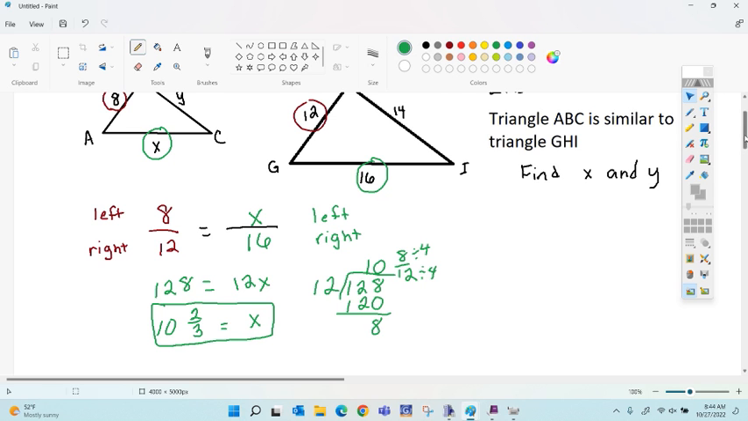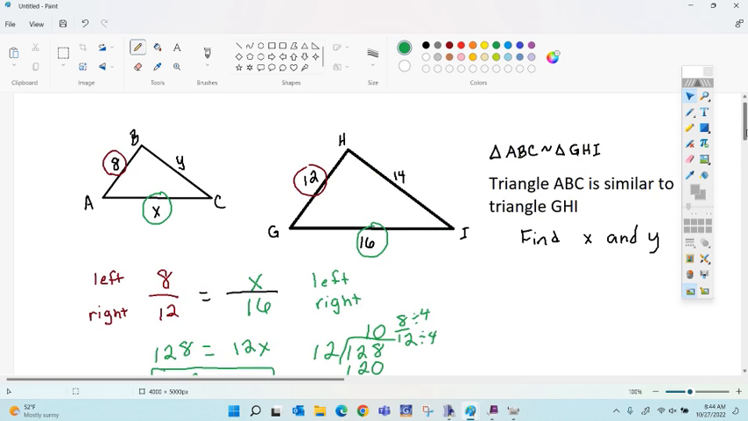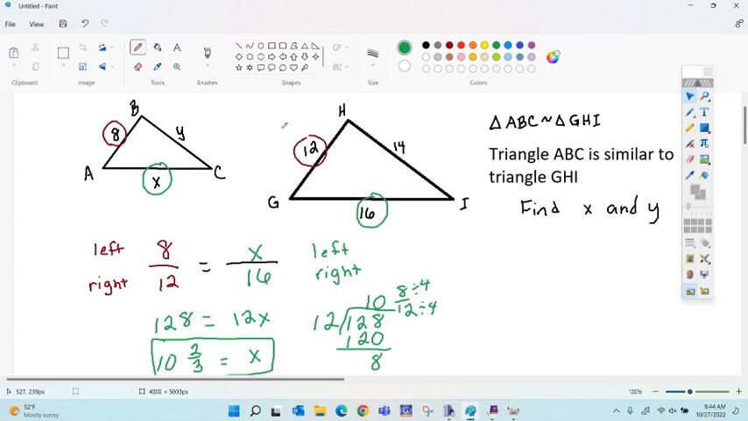Let's look at the other one. We're going to use the same 8 over 12 again. I have the left triangle over the right triangle. But now I need to find the other variable. I need to find out how much y equals.